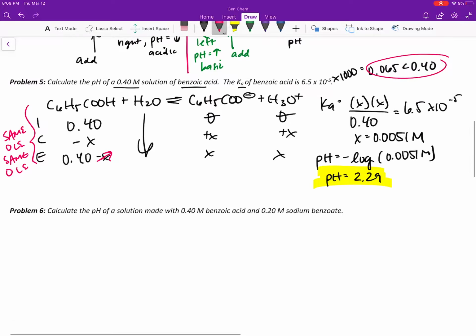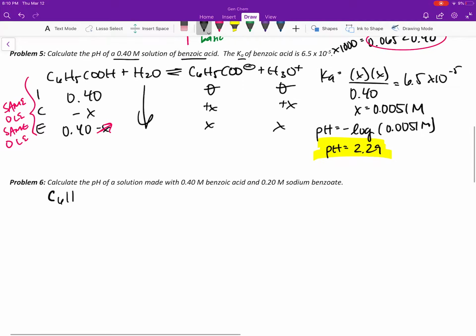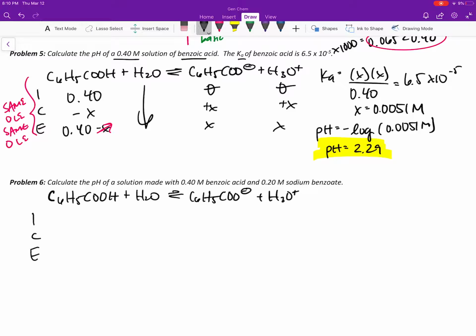Okay, so the next one is going to be very similar sounding, except for now it says we're going to have a mixture. So I'm still going to have benzoic acid, and I'm still going to have the benzoate ion and the hydronium. Except now, initially, I'm going to have 0.4 molar of the benzoic acid, and instead of having 0 on the right-hand side for benzoate, I have a starting amount. But I still have no hydronium.